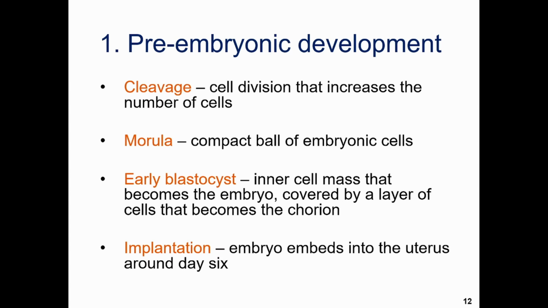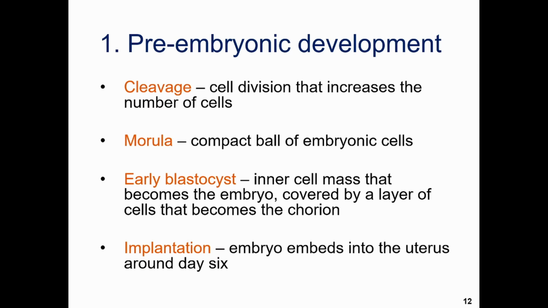Once we've done this several times, we form this morula, this little ball of embryonic cells. Nothing is specialized yet. Nothing looks familiar or human-like yet at this point. We then start to move around and change our shape a little bit and form what we call the early blastocyst. This is where we're going to separate out the cells that are going to become those extra-embryonic membranes and the cells that are actually going to become the embryo itself.